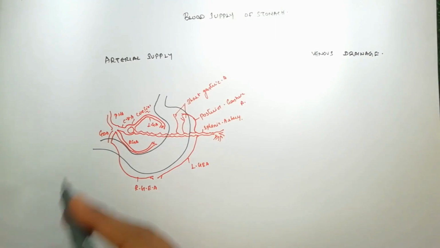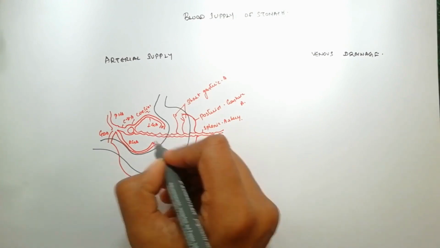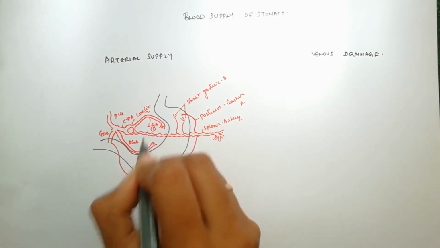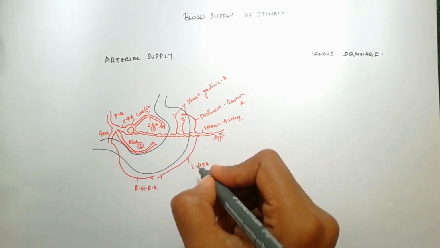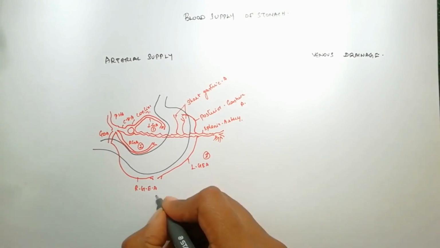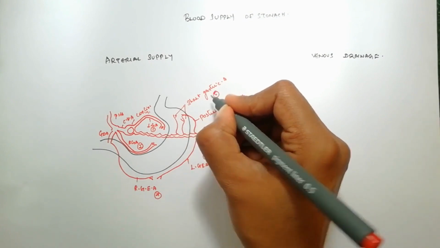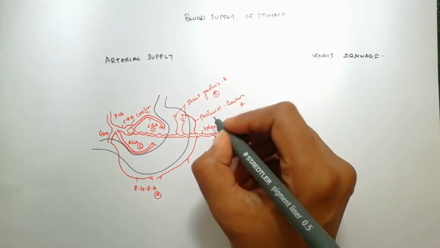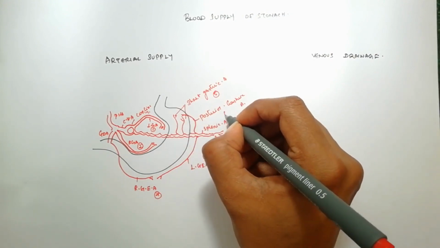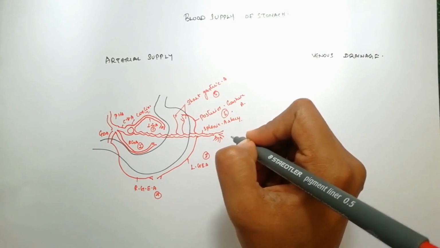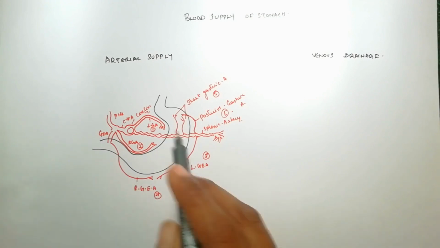So for arterial supply we have to remember we have 6 arteries altogether. In the lesser curvature we have the left gastric artery and right gastric artery, so 1 and 2. We have the left gastroepiploic artery and right gastroepiploic artery in the greater curvature, and then the short gastric artery to supply the fundus of the stomach. Then the posterior surface of the stomach is supplied by the posterior gastric artery, again a branch of the splenic artery. So these are the arteries which supply the stomach.